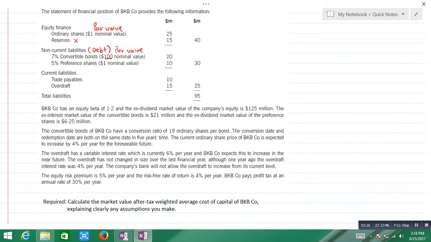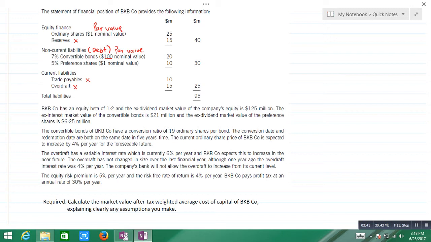Next will be current liabilities. We have trade payables, overdraft. Now we're not gonna use trade payables, okay, and we are not gonna use the overdraft as well. Okay, now next we have the notes over there.